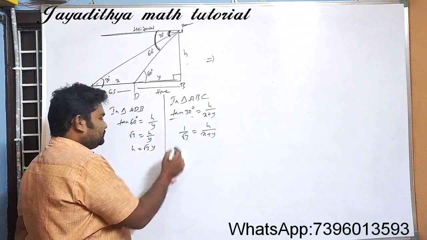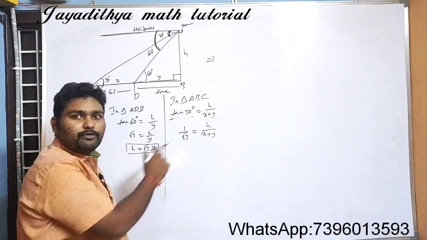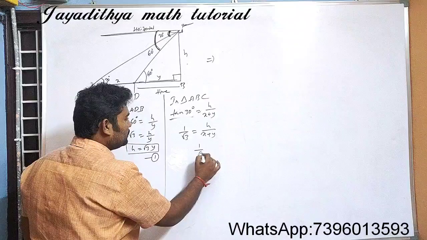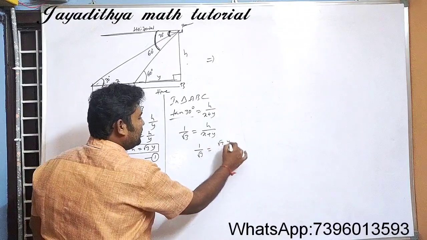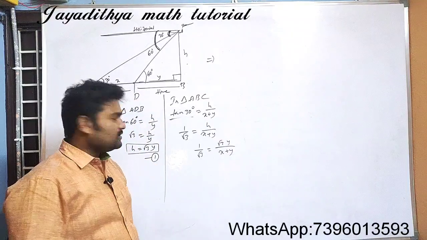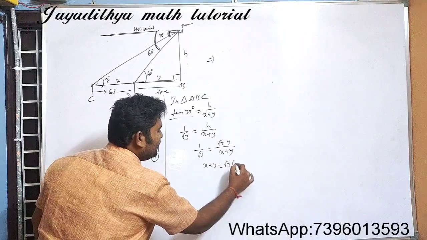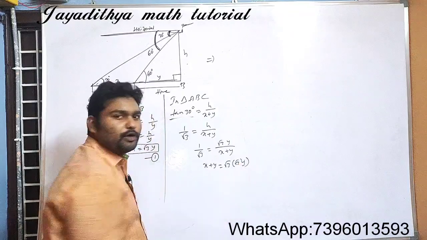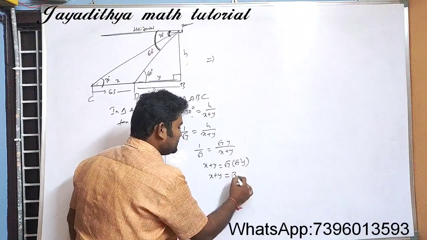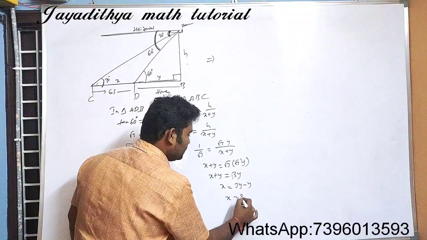So simply, H is equal to root 3 Y. Let us take this as equation 1. Now you can substitute this value here. So 1 by root 3 equals H, which means root 3 Y, by X plus Y. Now what will you do? X plus Y equals root 3 into root 3 Y. So X plus Y equals root 3 into root 3 is 3Y. X is equal to how much? 3Y minus Y, X equals 2Y.